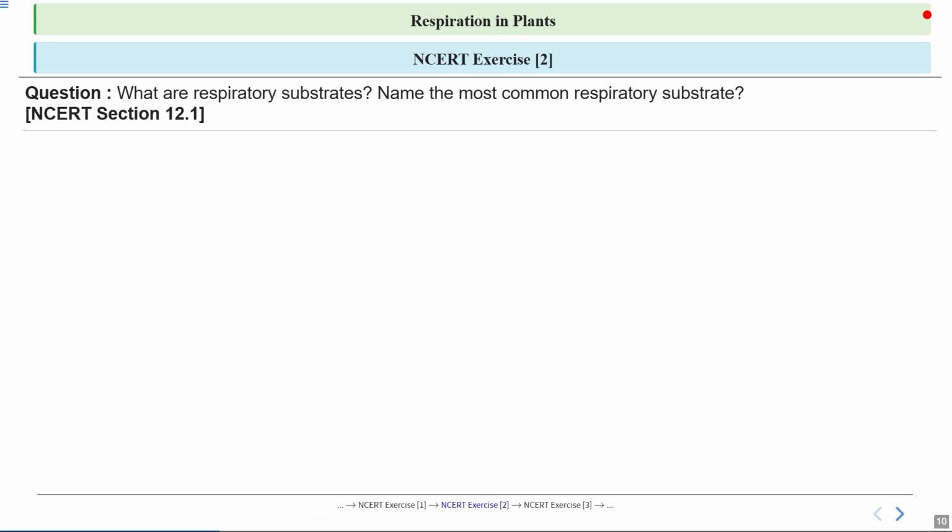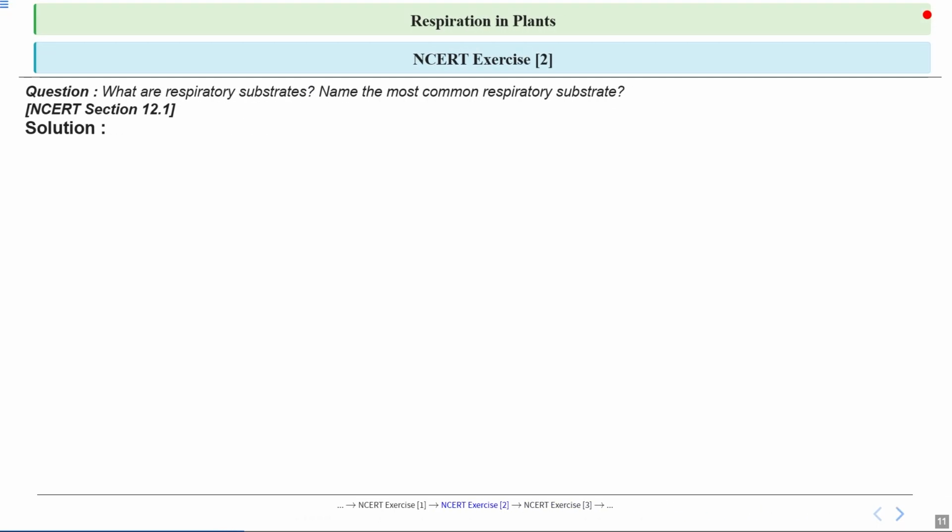Now students, let's look at the next question. What are respiratory substrates? And name the most common respiratory substrate. So let's look at the answer.